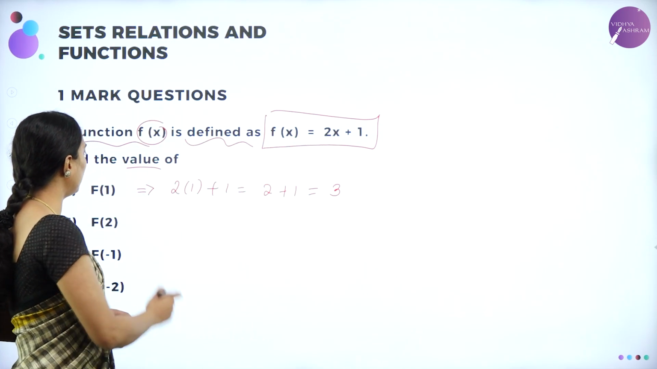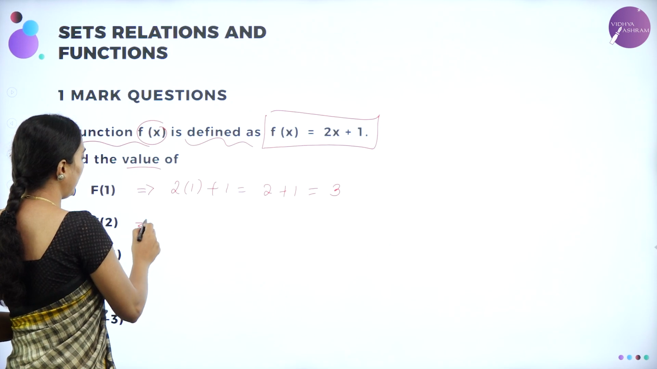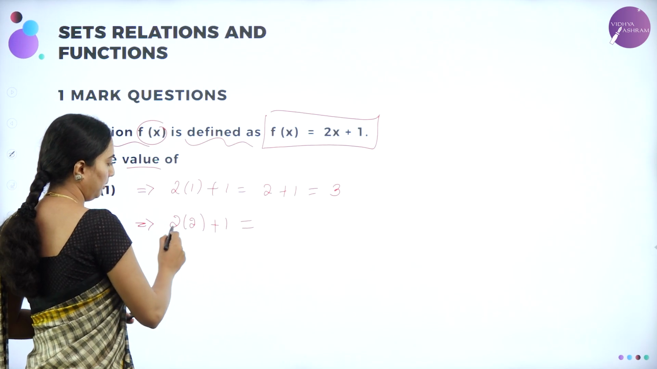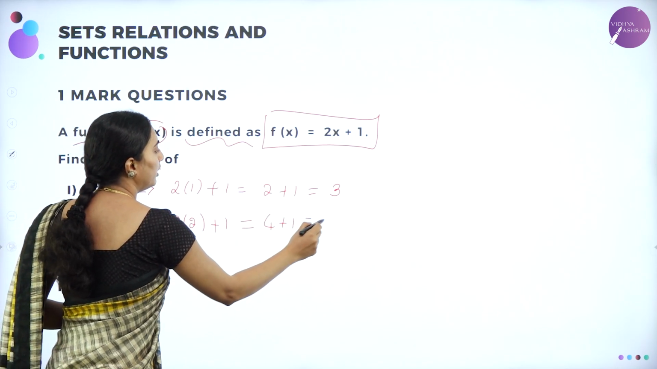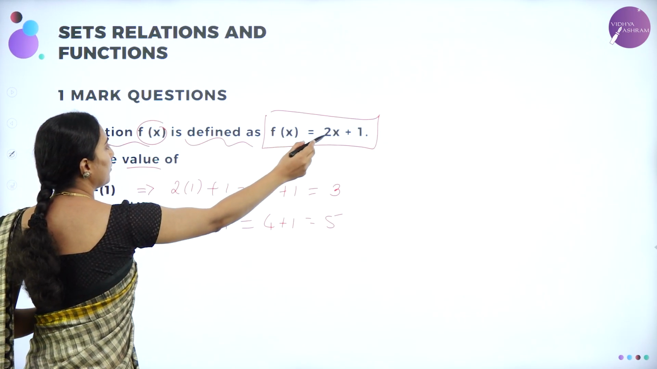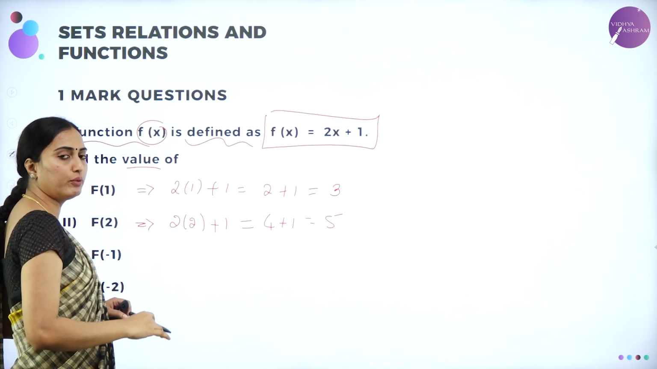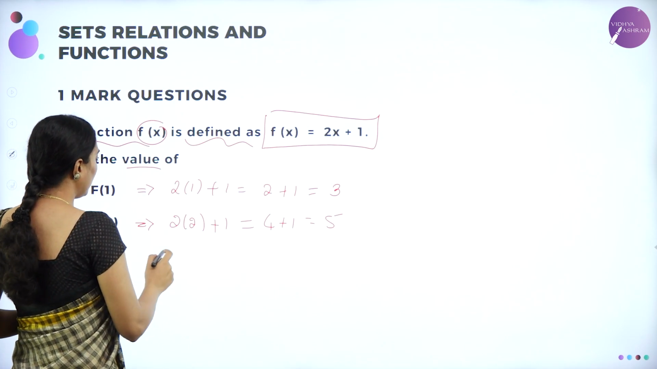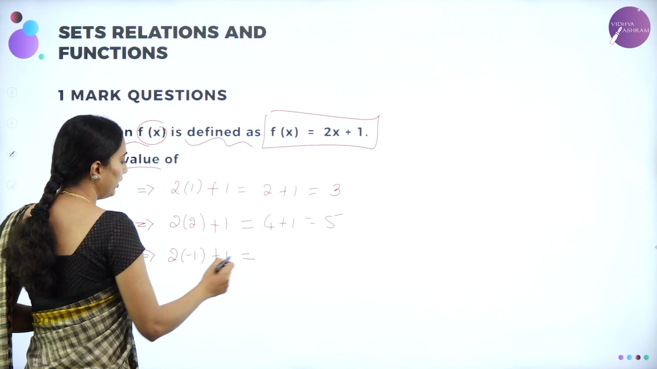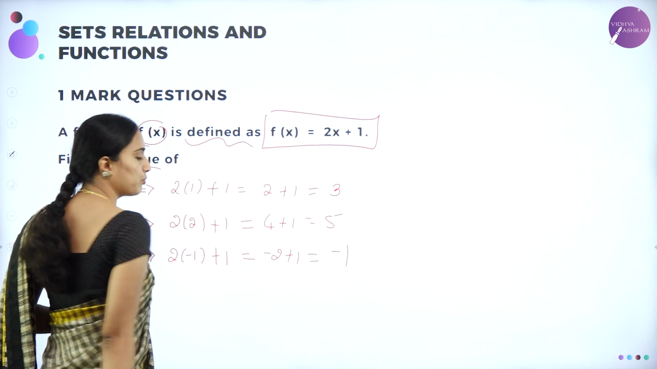Let us find f of 2 next. F of 2 means putting x equal to 2, which gives 2 into 2 plus 1, which is 2 into 2 is 4 plus 1, equal to 5. Similarly, f of minus 1: putting x equal to minus 1, don't worry about capital F and small f, it will be the same function itself. So 2 into minus 1 plus 1 is 2 into minus 1 is minus 2 plus 1. Minus 2 plus 1 is always minus 1, isn't it?